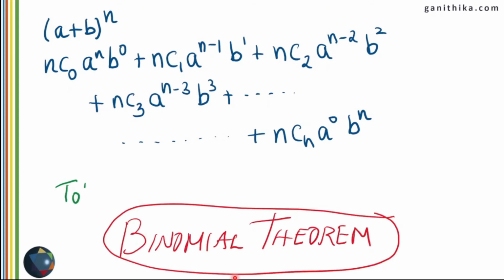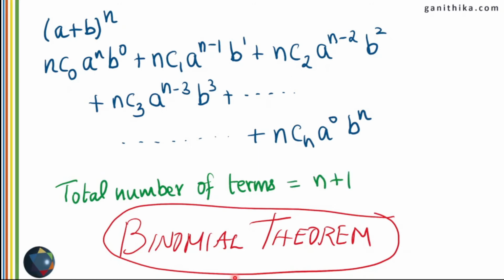You would have noticed that the number of terms in the expansion is always n plus 1 if we are raising (a + b) to the power of n, because we start from nC0 to nCn, therefore the total number of terms will be n plus 1.